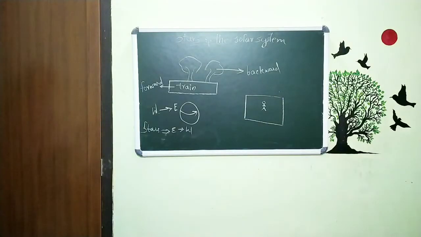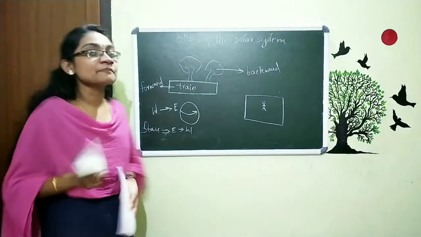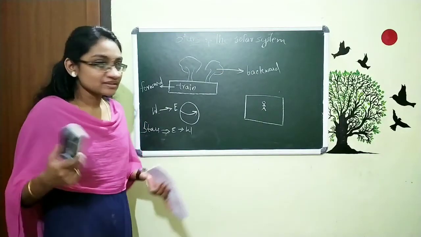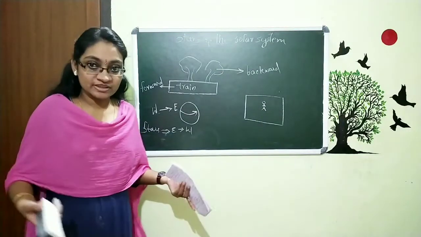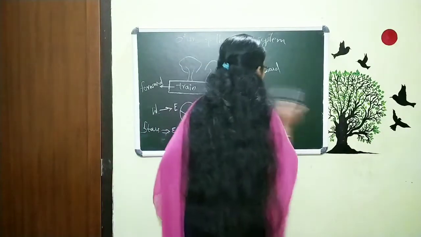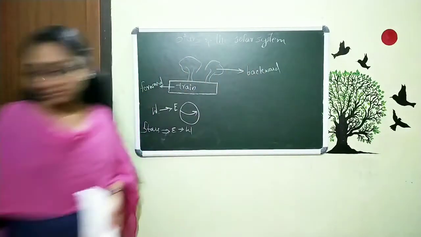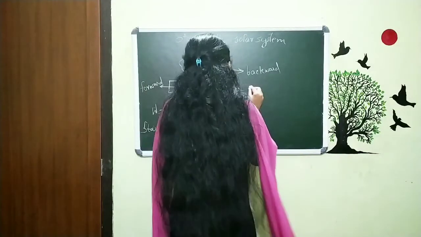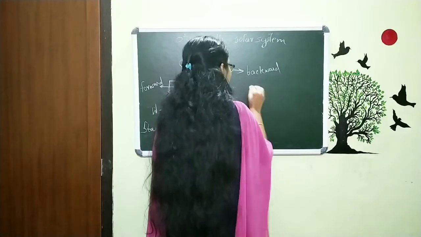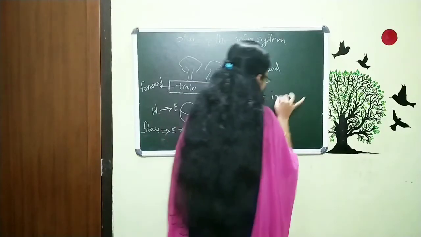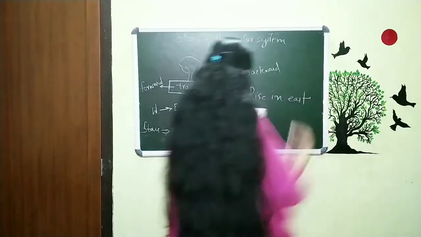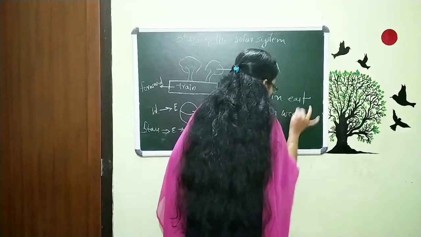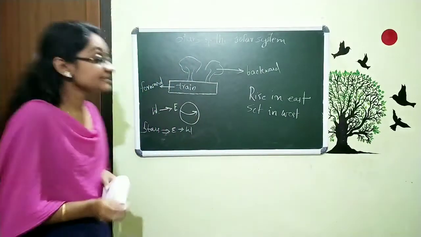And also the same thing happens with the sun. We already know that our sun is at the center and the sun is not at all moving from one place to another. Who is moving? Our earth is moving. Where the sun is rising and where it has just set, the sun appears to rise in the east and set in the west. We just feel it like that.